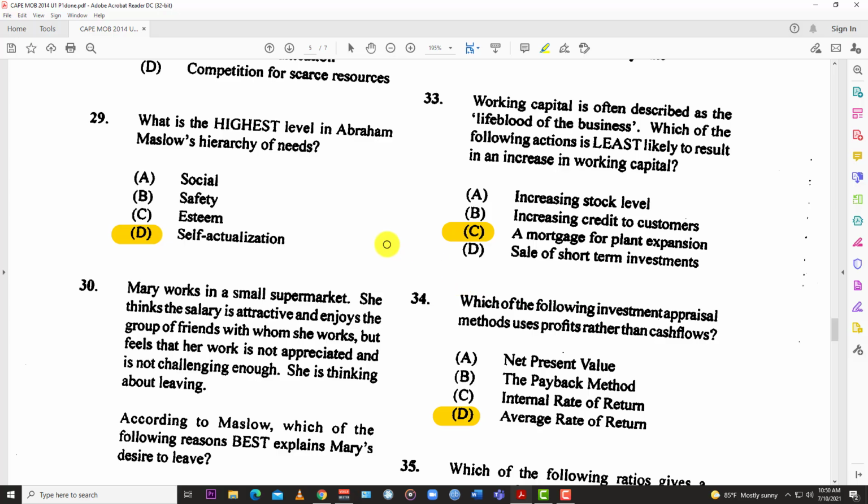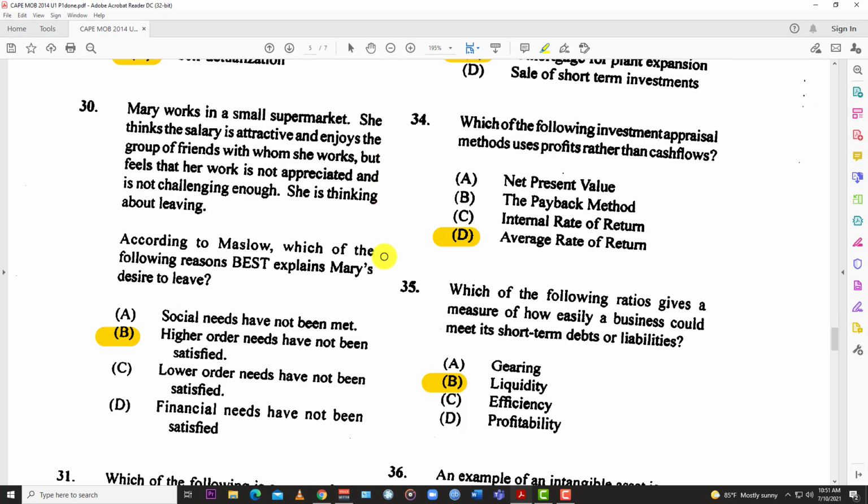What is the highest level in Abraham Maslow's hierarchy of needs? What's at the tip of the top, the pinnacle of this pyramid? And so the answer is, of course, self-actualization. You have achieved all you wanted to achieve. You have accomplished what you set out to accomplish. You have conquered all the prior levels of needs. Your social need is met, your safety need is met, your esteem need is met, and so you're at the pinnacle, which is self-actualization. Number 30.